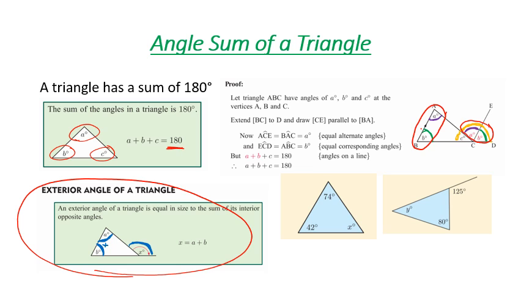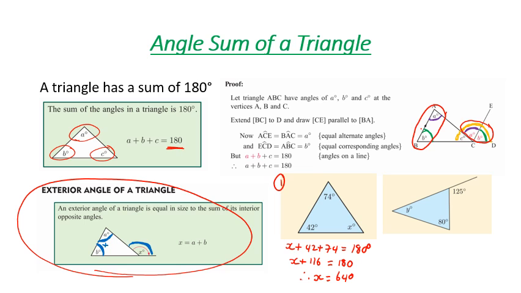So we've got a couple of examples here where in our first example we're trying to find the missing value of x. Alright, so we know that if we add these all together, x plus 42 plus 74 is going to give us 180 degrees because the total internal angles of a triangle are 180 degrees. 42 plus 74 is 116. So x plus 116 is 180. Therefore, x must equal 64 degrees.